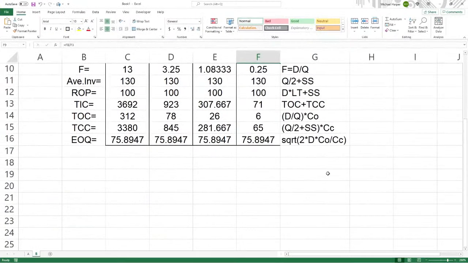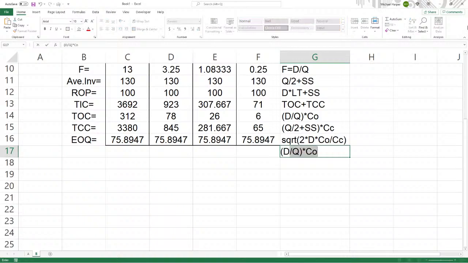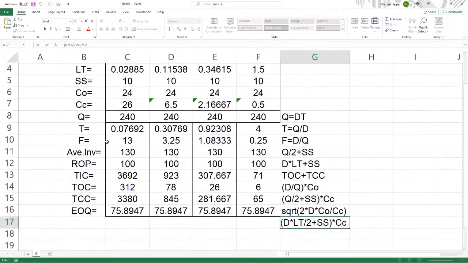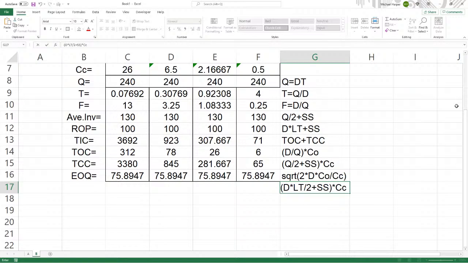let's bring this up here. For this problem, we're going to have our demand times lead time, that is divided by 2 plus our safety stock. That's pretty much how much inventory we're going to have. Okay, then we're going to multiply that times C sub C, which is our carrying cost for whatever time period that's in. But we're going to multiply that times our lead time because we only want it over a certain amount of time.